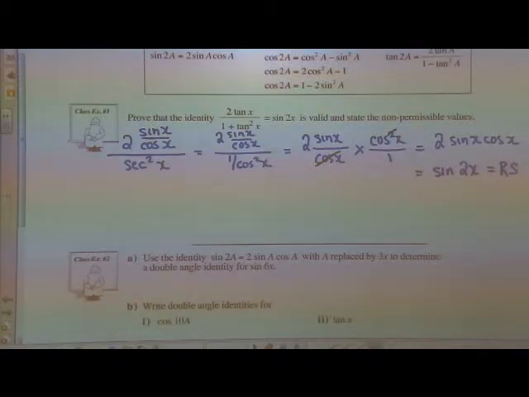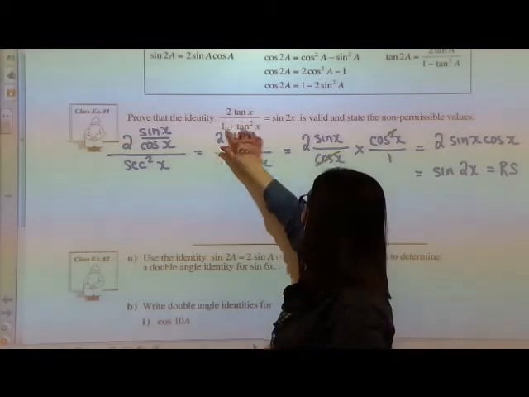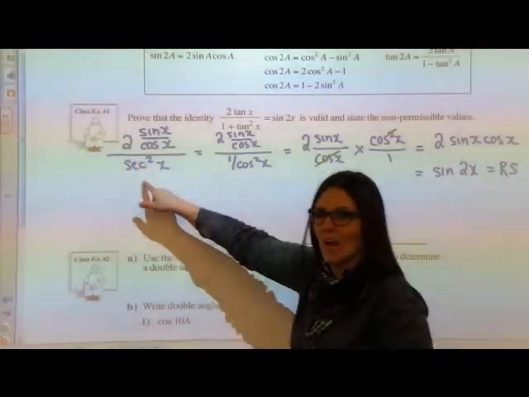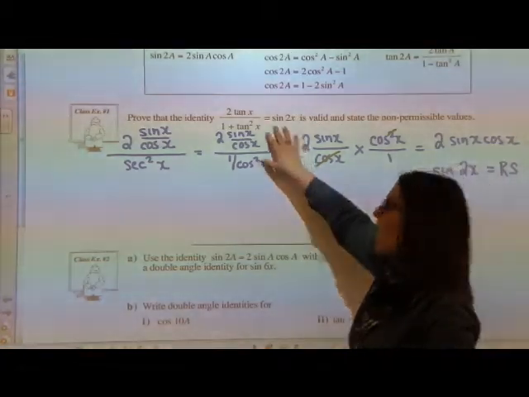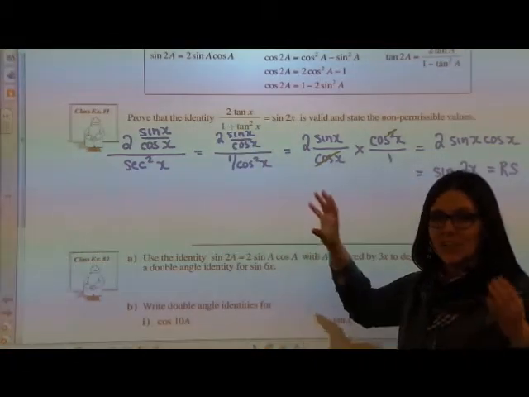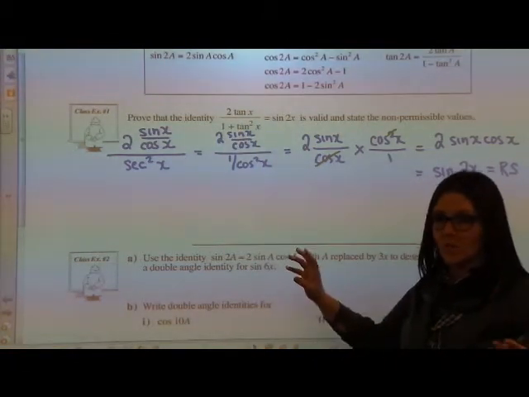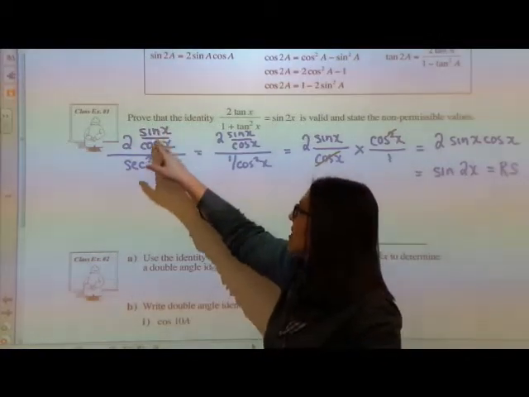So whenever you see those 1s and those squares, or 2 squares being added or subtracted, check to see if it's a Pythagorean identity. Because if I can rewrite this as secant, I can then write it as 1 over cos. And now I have only basically 2 variables, so to speak. Whereas here I have 3.